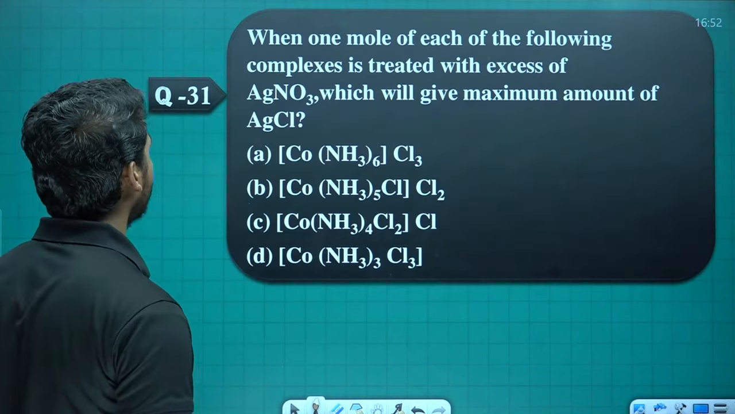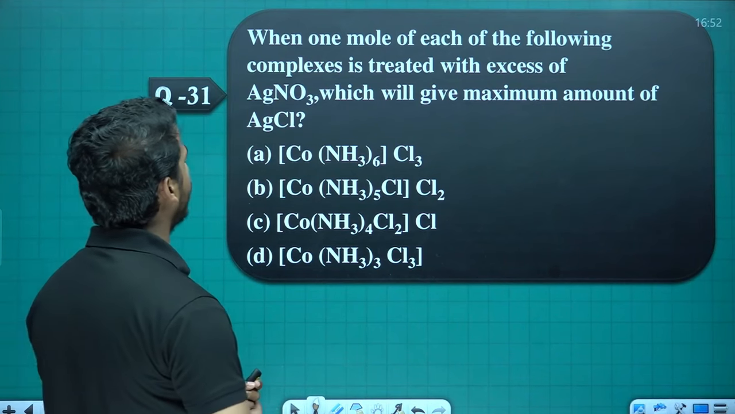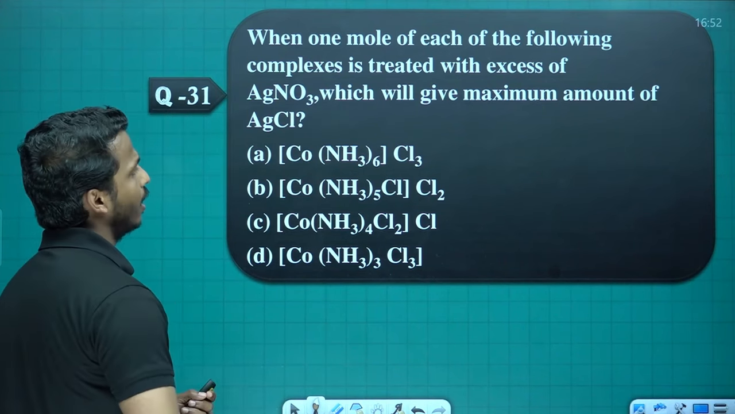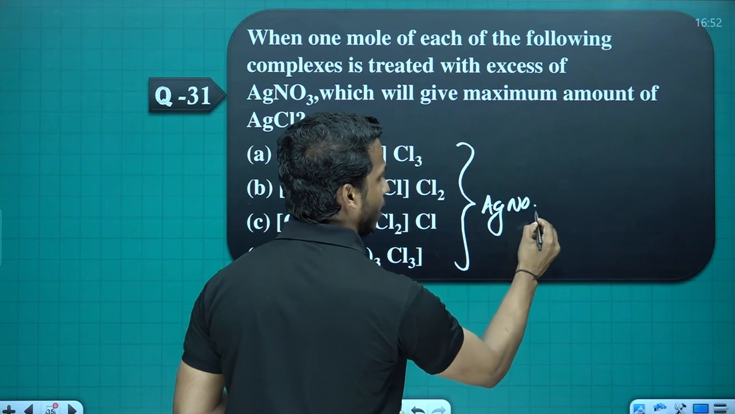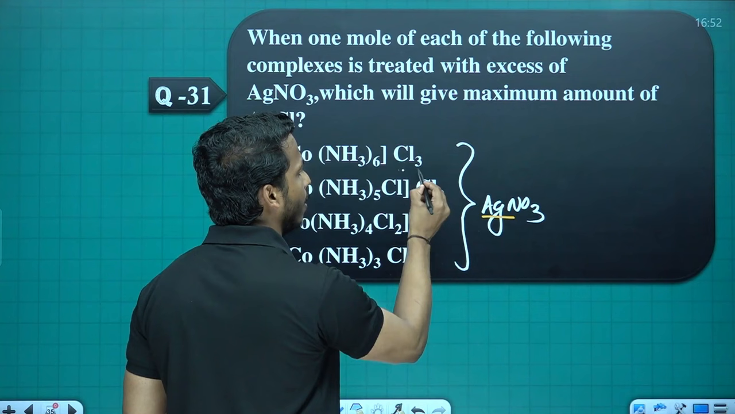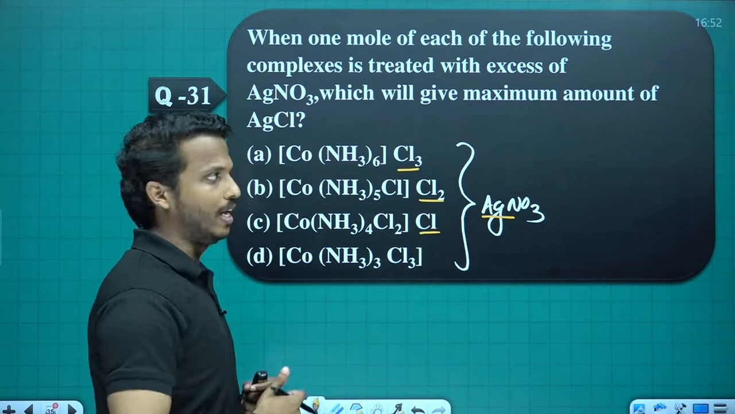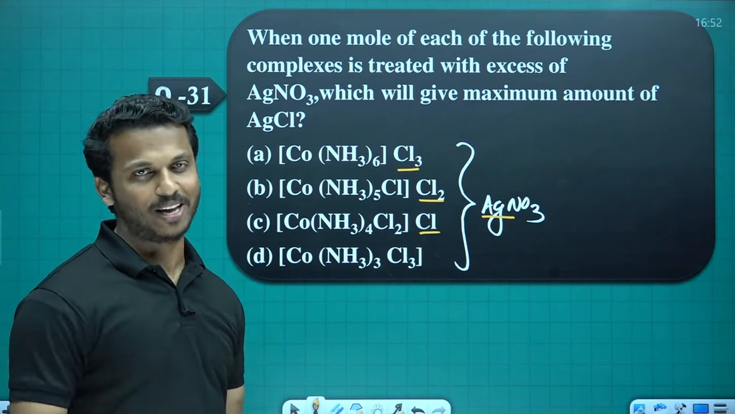That's it. When 1 mole of each of the following complexes is treated with excess of silver nitrate, definitely you will get AgCl because this Ag combines with this Cl, right? The outermost Cl. Which will give the maximum amount of AgCl? Very simple.